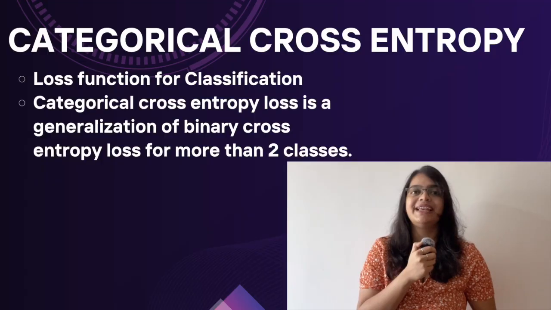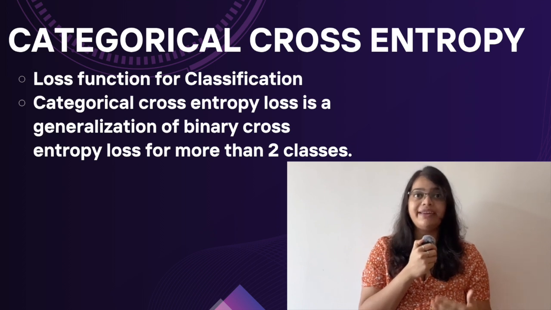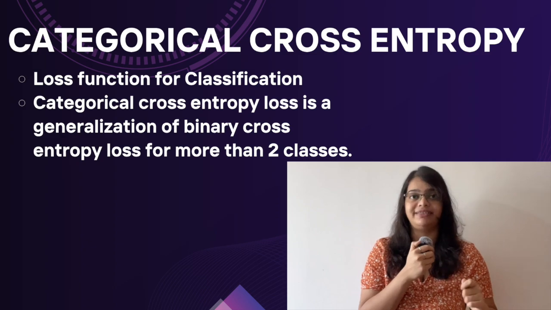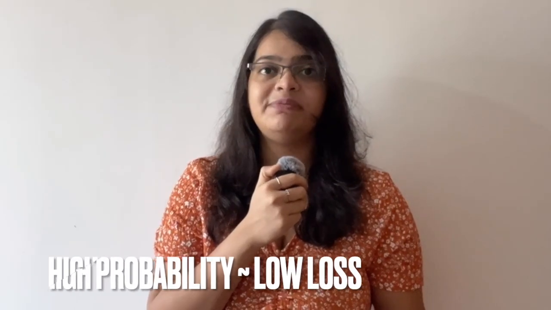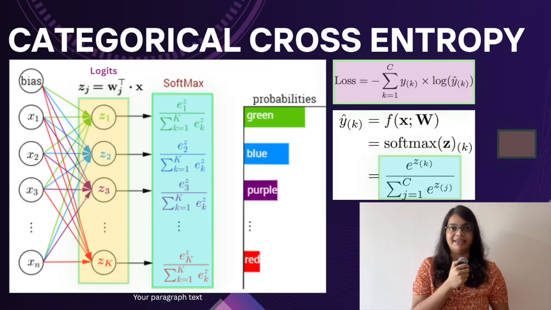So, we use categorical cross entropy. Here is the key idea. We only care about one thing: how much probability did the model give to the correct class? So, high probability means low loss, and low probability means high loss. Before this step, one important process happens. The model produces logits. Then softmax converts them into probabilities. Then the loss is calculated.